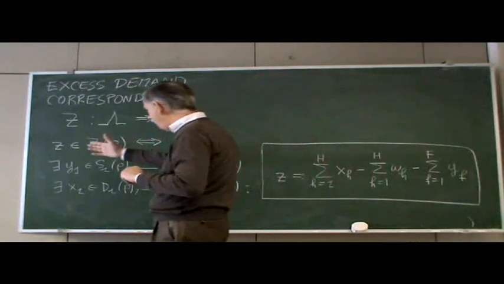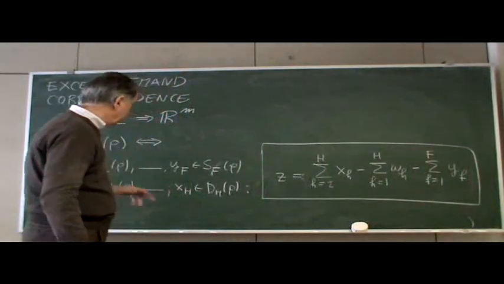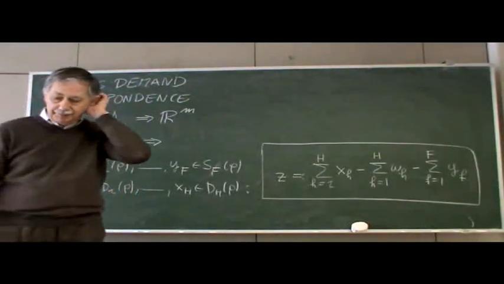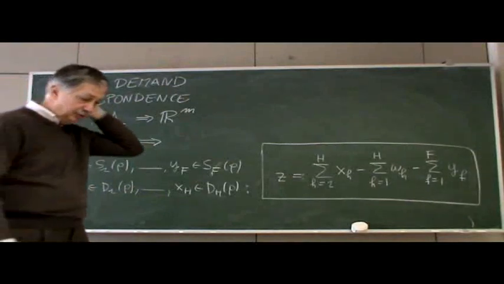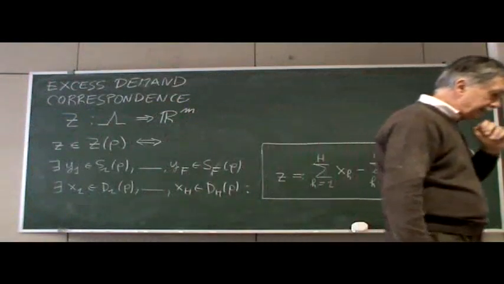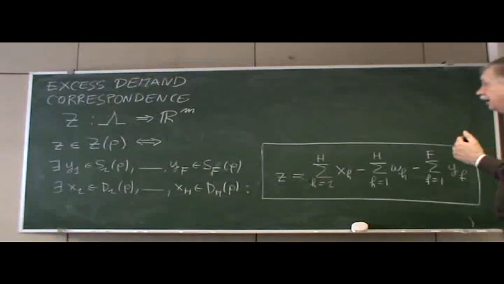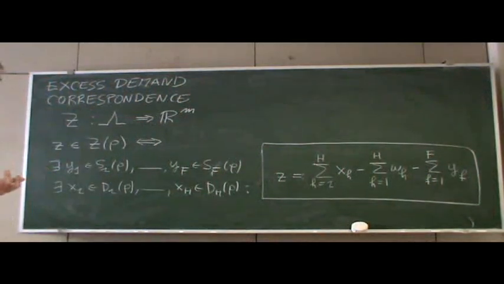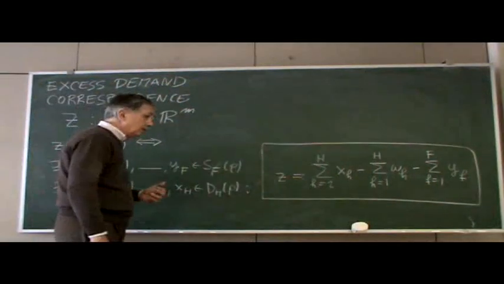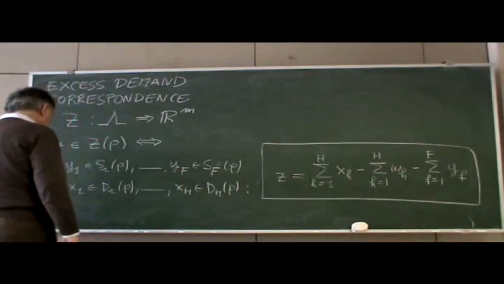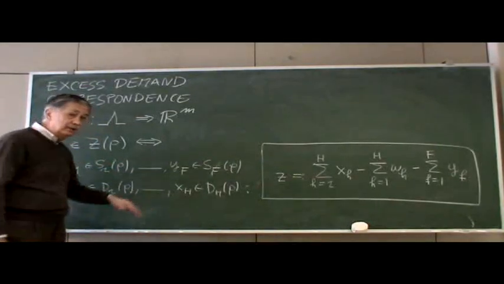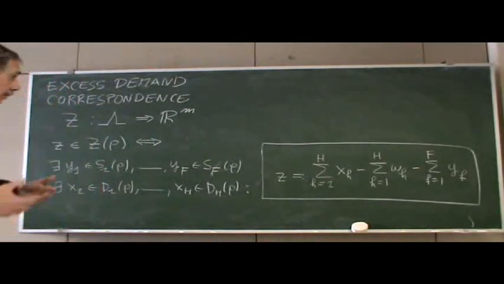Clearly, given P, there are many vectors Z, since there are, generally speaking, many optimal processes for every firm, many optimal bundles for every consumer, and so on. To employ this excess demand correspondence is very useful in general economic equilibrium. Otherwise, you must in every moment consider individual supply functions, individual demand functions, and so on, and the representation of equilibrium would be very, very difficult.